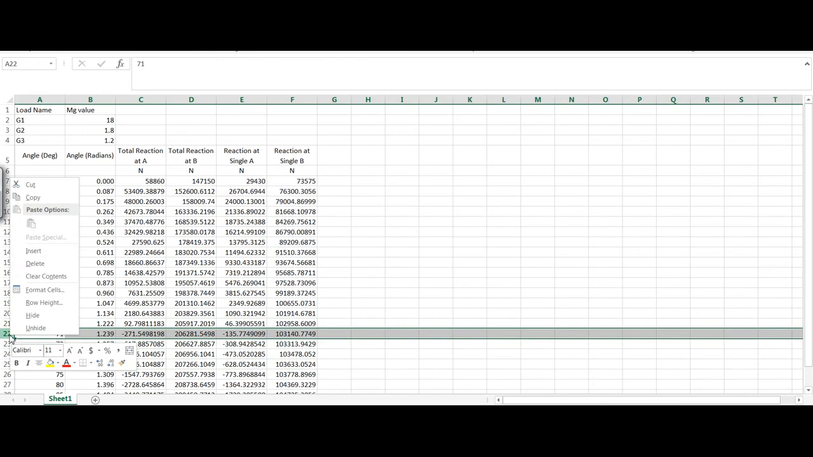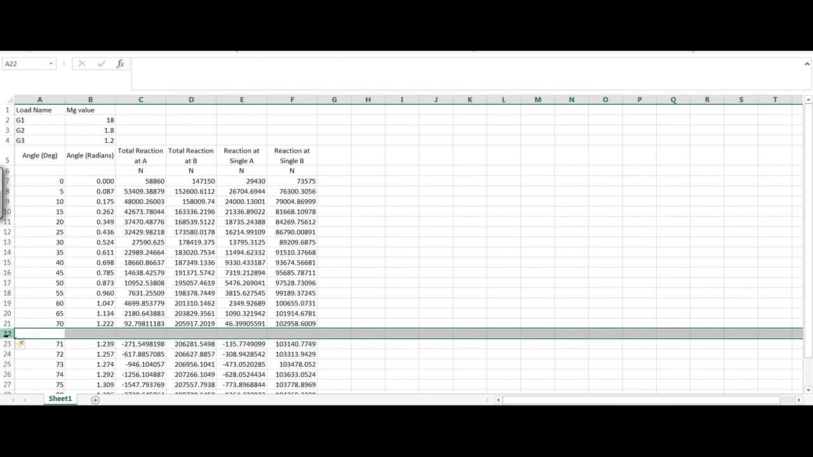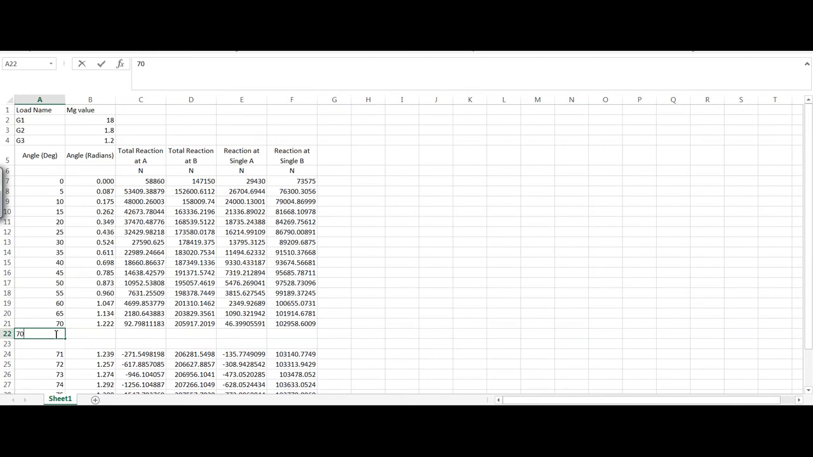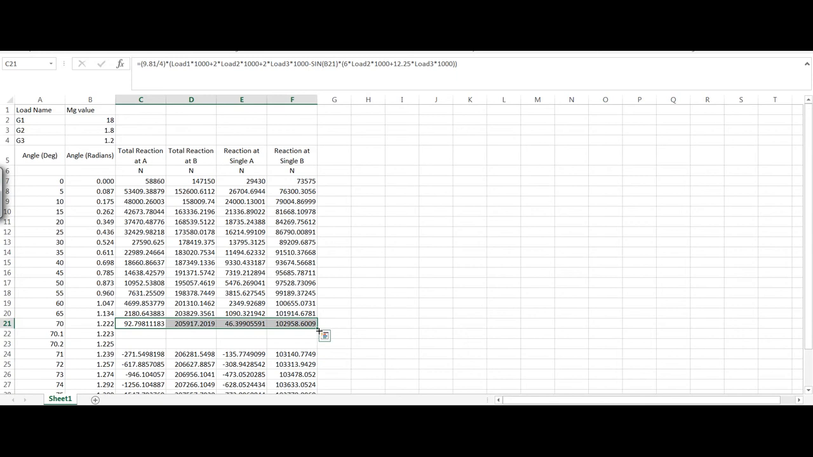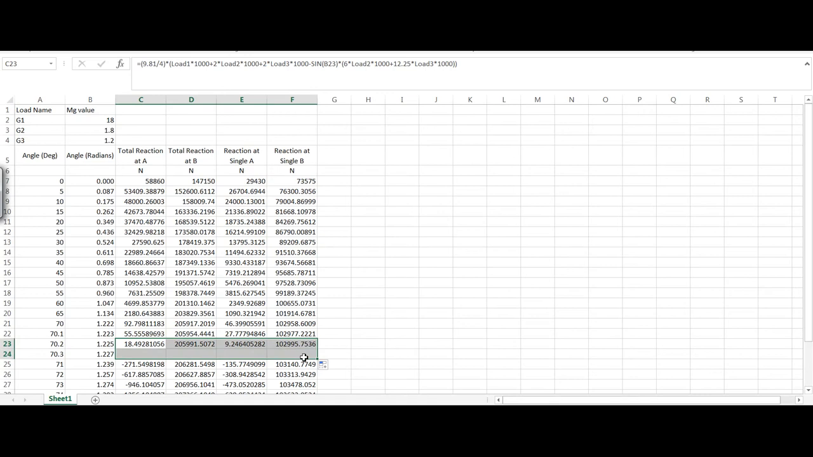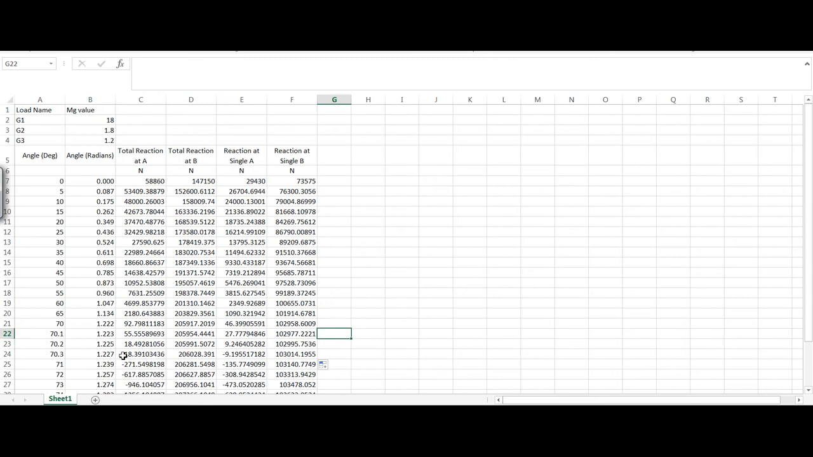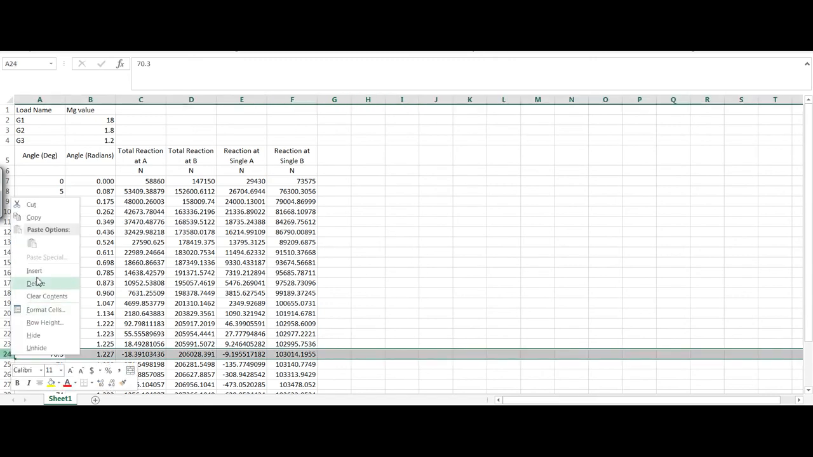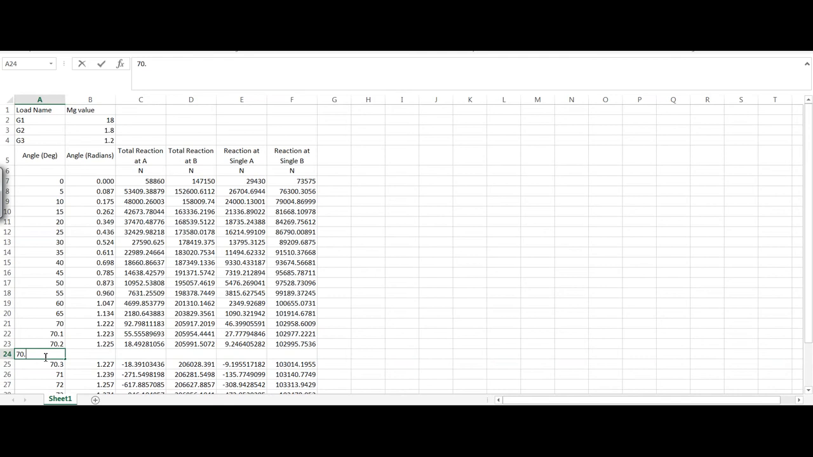I could even insert a couple there. 70.1, 70.2. I'm just guessing at this point. Put one more in there, 70.3. So somewhere between 70.2 and 70.3, almost exactly in the middle there, it tips. Let me put one last in here, 70.25. So this will get us really close to 0, close enough.